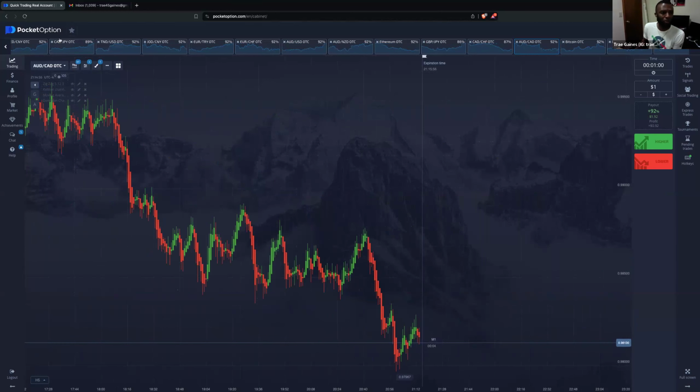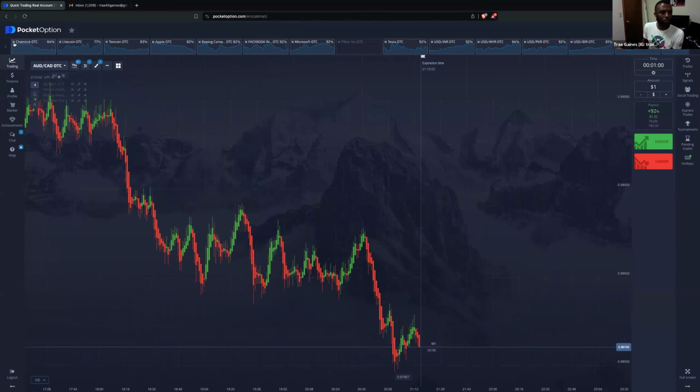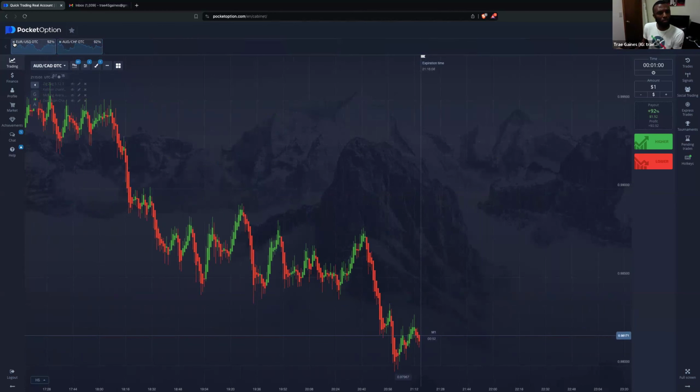Okay, this is Pocket Options. I'm going to clear all of this off. Pocketoptions.com. This is high frequency forex. I like to call it HFX, or some people call it binary. I call it money in minutes. Okay, so basically, we're trading.